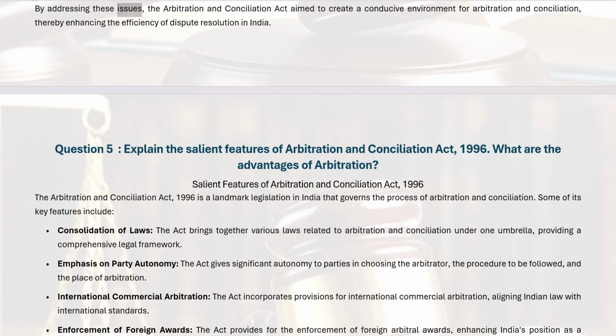By addressing these issues, the Arbitration and Conciliation Act aimed to create a conducive environment for arbitration and conciliation, thereby enhancing the efficiency of dispute resolution in India.